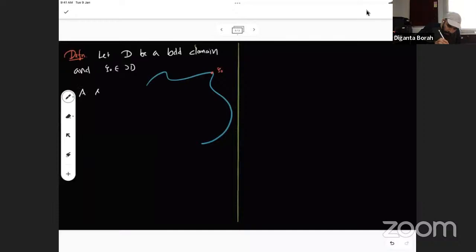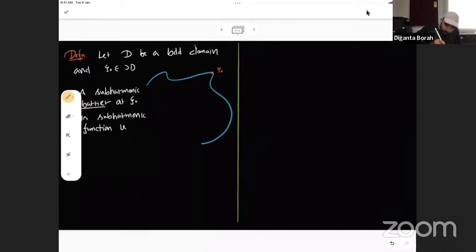A subharmonic barrier at zeta naught, or simply a barrier at zeta naught, is a subharmonic function U which is defined possibly only near zeta naught. So maybe on some disk around zeta naught intersection D. It need not be defined everywhere. It's a local thing.